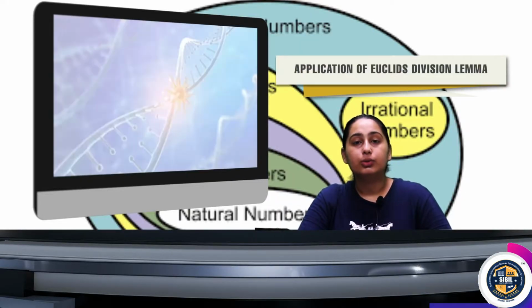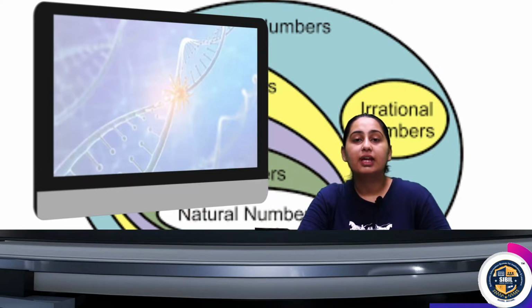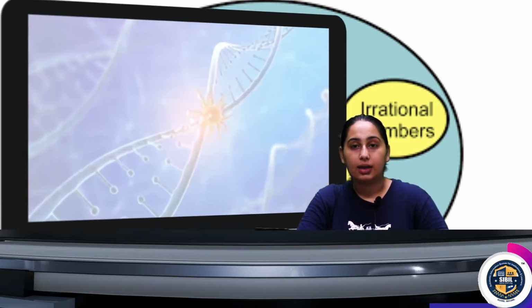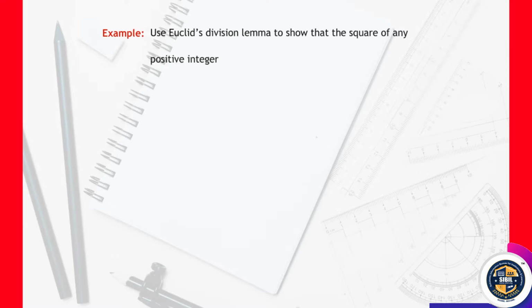Now in this module we'll be going through the application of the concept that we had gone through in our module 1, that is application of Euclid's division lemma. Let us now quickly understand it. Example: use the Euclid's division lemma to show that the square of any positive integer is either of the form 3m or 3m plus 1 for some integer m.